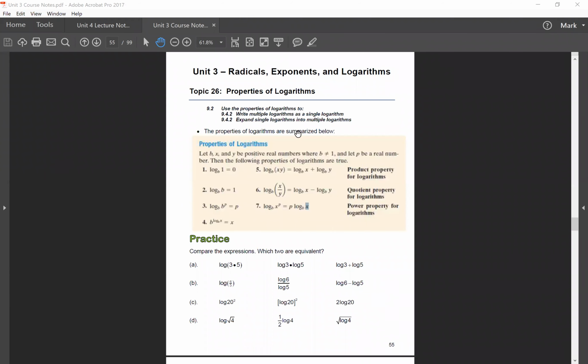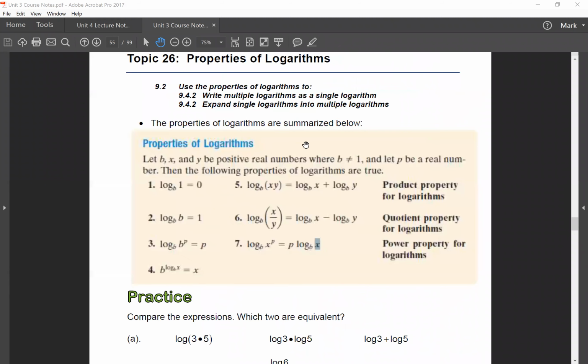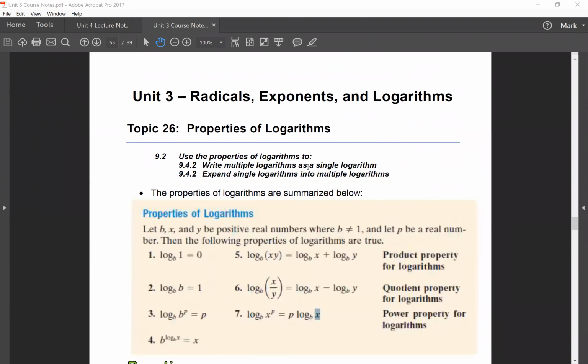Okay, so I am recording. We will continue with radicals and exponents and logarithms for another class or two.